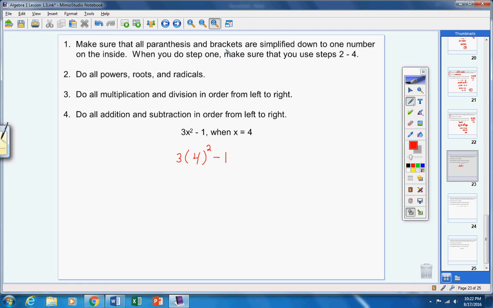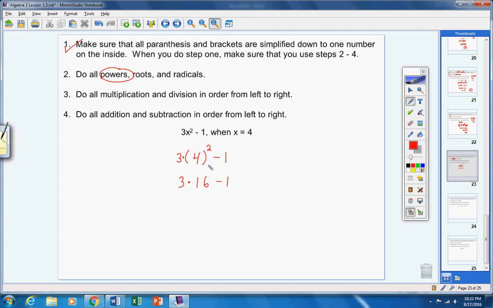Says to make sure your parentheses and brackets have one number. Well, this parentheses has one number on the inside, so we're good. Okay, so step 1's done. Step 2, do all of your exponents. So do not take 3 times 4 first. The 3 is right next to the 4. We know that's multiplying. So it's 3 times, do your powers.